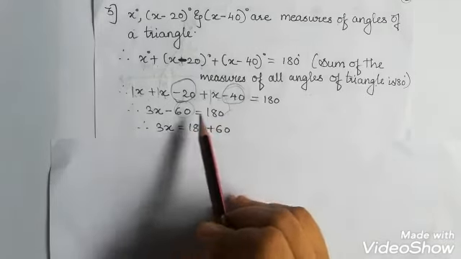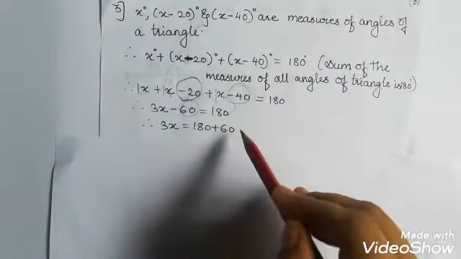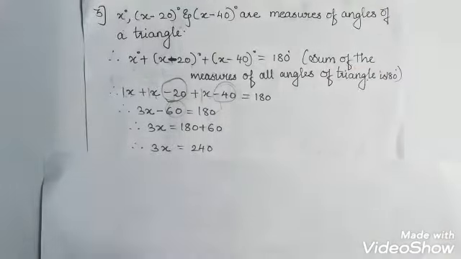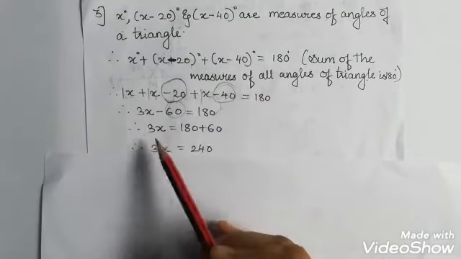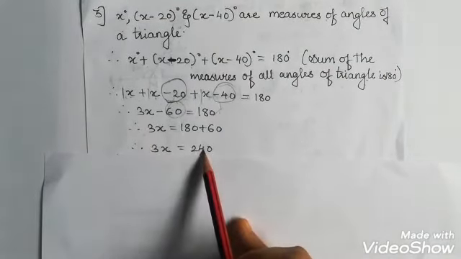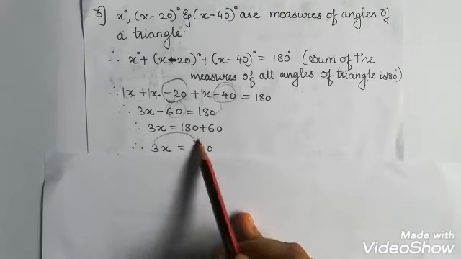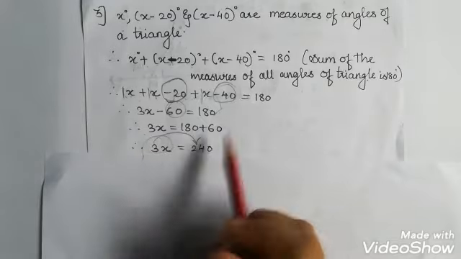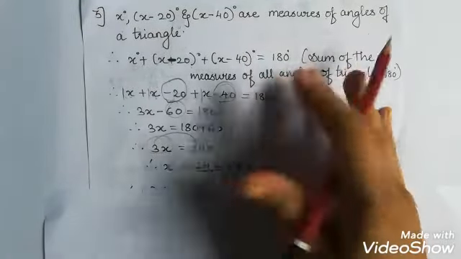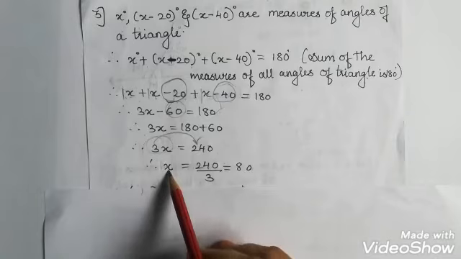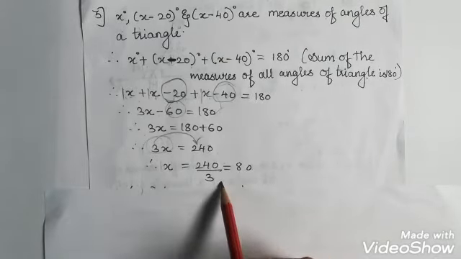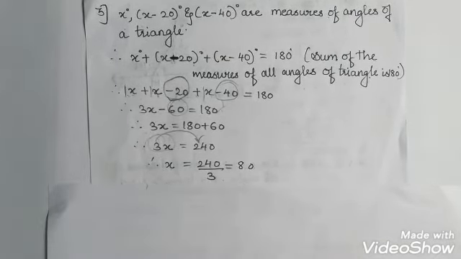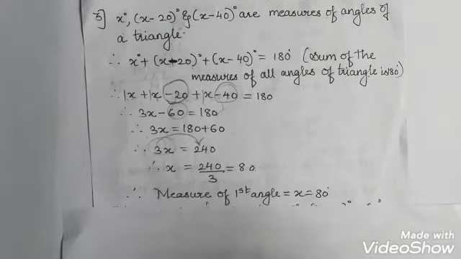So 3x is equal to 180 plus 60, that is equal to 240. So 3x is equal to 240. This 3 I shift to the other side. Here it is in multiplication form, so when I shift it to that side, it becomes division. Therefore x is equal to 240 upon 3, which is equal to 80. So here we got the measure of x as 80 degrees.